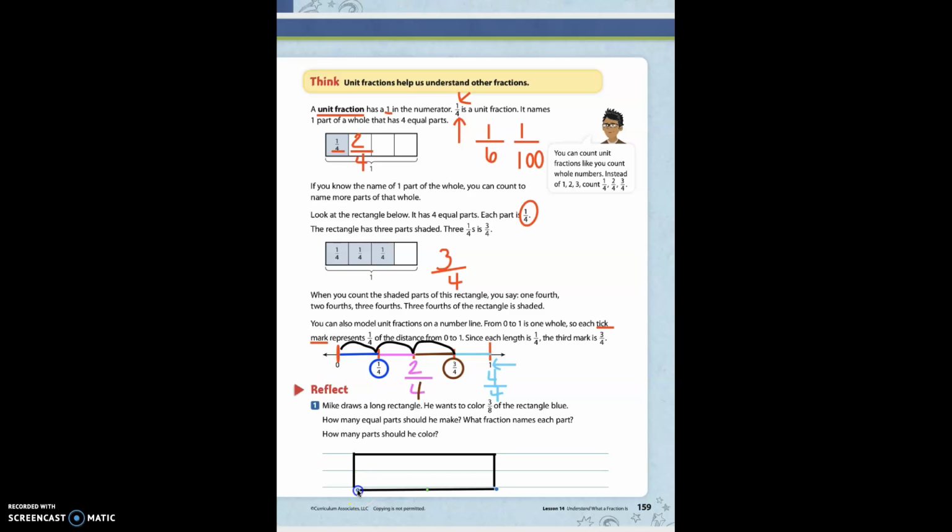All right, so make a long rectangle. You can do this on paper. You do not need to print this page out. You're going to draw a long rectangle, and he wants to color 3/8 of the rectangle blue. How many equal parts should he make? So you're going to show me how many equal parts that he has, and then what fraction names each part, and how many parts should be colored. So you'll draw it, you'll shade in 3/8, and then you'll tell me what fraction names each part. You can also draw it and make a video and post it on your Google Classroom.